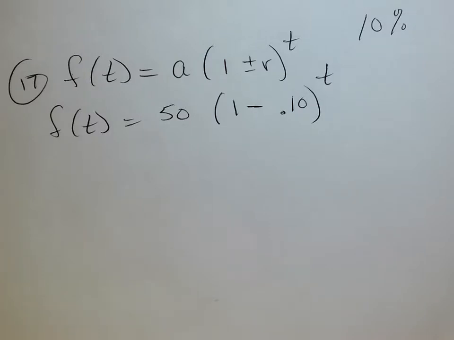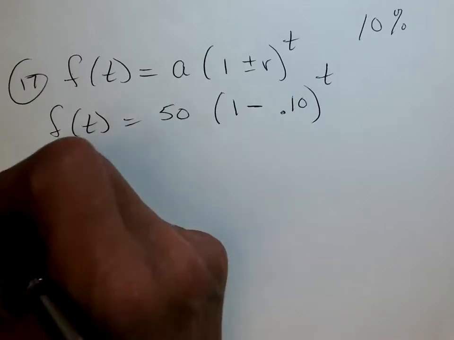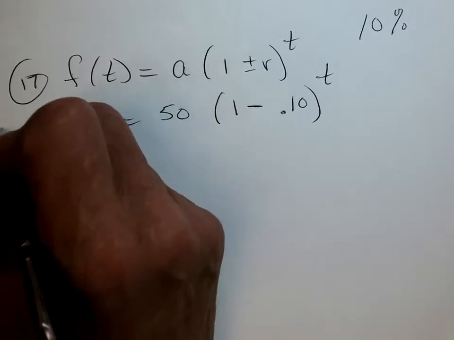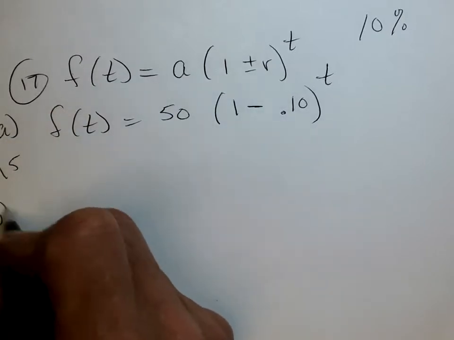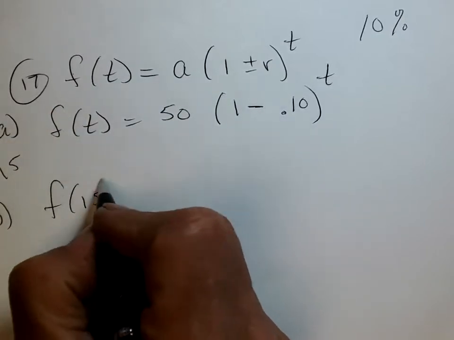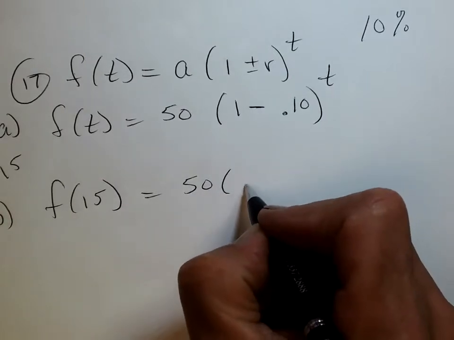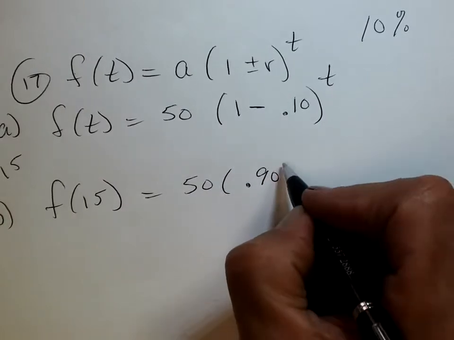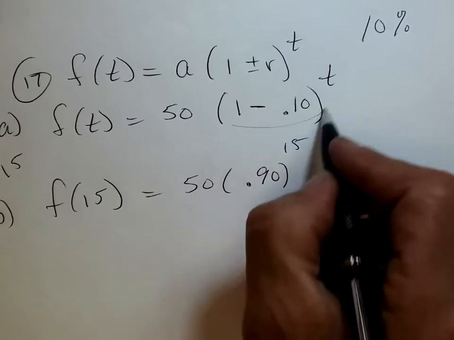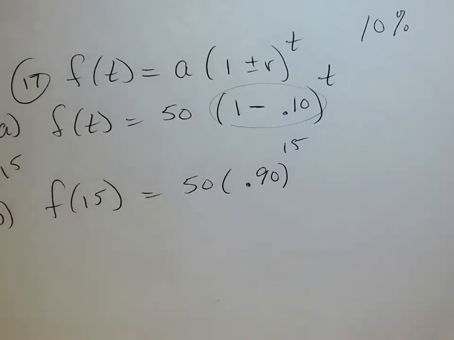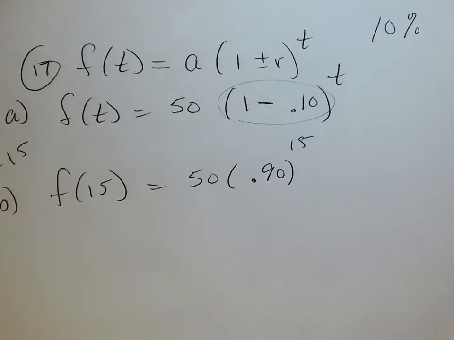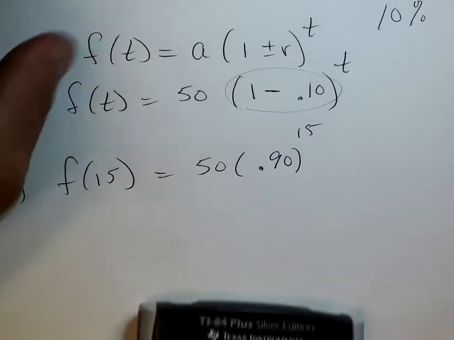Okay, now, how much medicine remains after 15 minutes? So let's let t equal 15. There's A. So for B we'll go, all right, f of 15 equals 50 times 0.90 to the 15. I just changed that to 0.90, right? And I need my calculator.